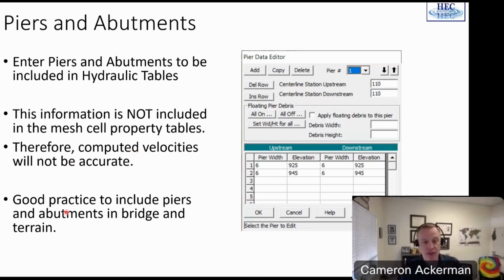So if you want to have more detailed velocities, it's good practice to include the piers and abutments in the terrain. So you would include them both in the editor. In this editor that you see here on the screen, we're entering our pier information so that they're included in the hydraulic tables for the bridge. But then we would also include them in the terrain so that when we go to the 2D computations, they would be included in the cell property tables.